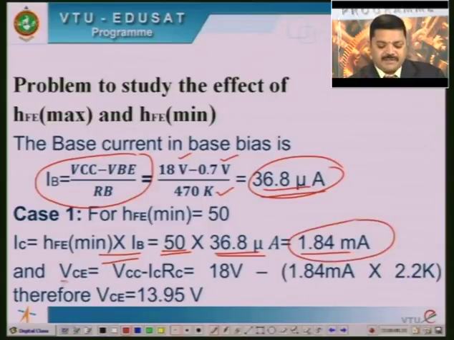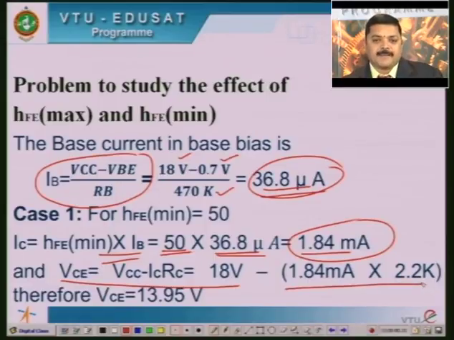Similarly, VCE is given by VCC minus IC into RC, which is 18 volts minus 1.84 milliamps into 2.2 kilo ohms. Therefore, if you calculate this value, VCE is found to be 13.95 volts. So, this is case 1. For case 1, HFE is taken as the minimum value, which is 50, and I have found IC to be 1.84 milliamps and VCE to be 13.95 volts.